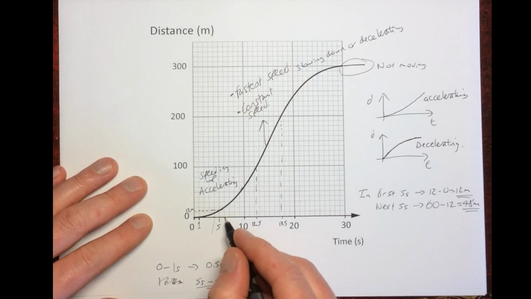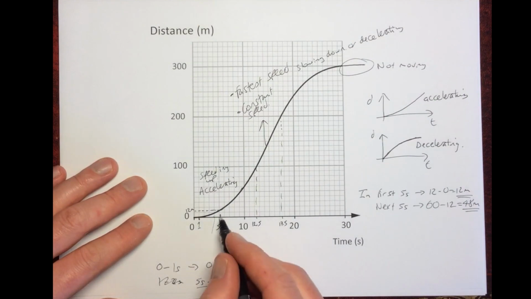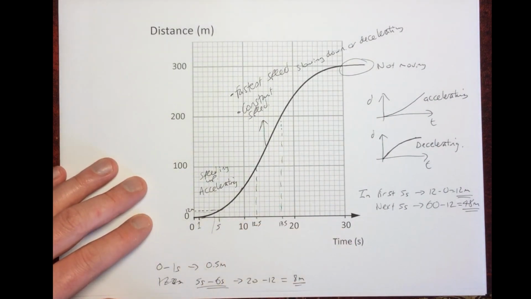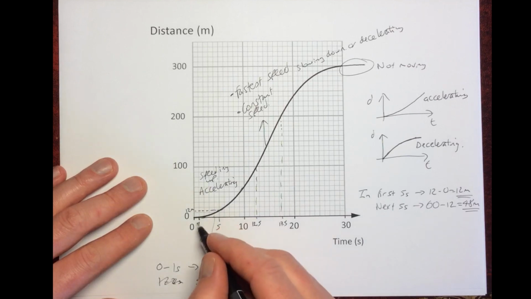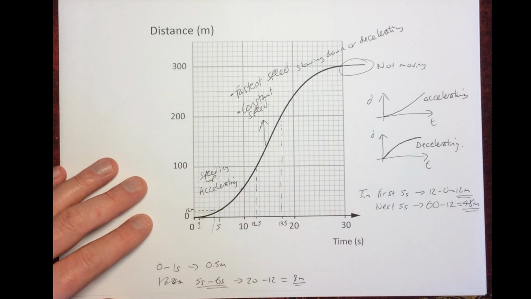So in the first second, you travel about 0.5 meters. Between 5 and 6 seconds, which is again a period of time of 1 second, you travel 8 meters. So you can see that this thing must be speeding up, because in each second it's travelling a bigger distance. It's not travelling the same distance in every second, so it's speeding up. Because this graph is getting steeper, we're travelling bigger amounts of distance in the same amount of time.